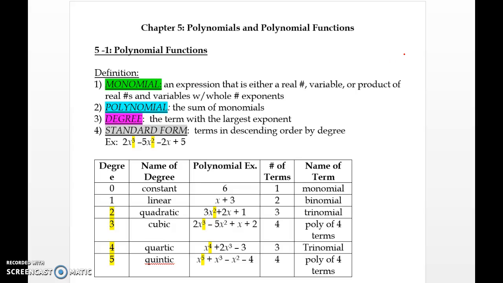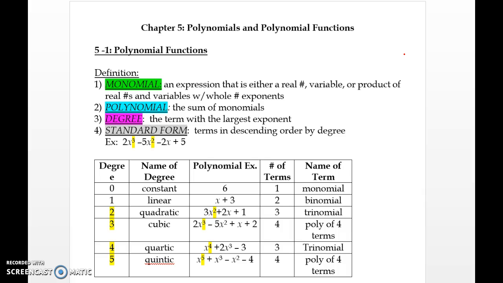Okay, so we're going to start chapter 5. This is section 1 on polynomials. Nomial means term. So we can talk about monomials, mono meaning one, nomial meaning term, one term, or polynomials, poly meaning many, so we have many terms. Anytime you have a plus or a minus sign, that will give you another term.